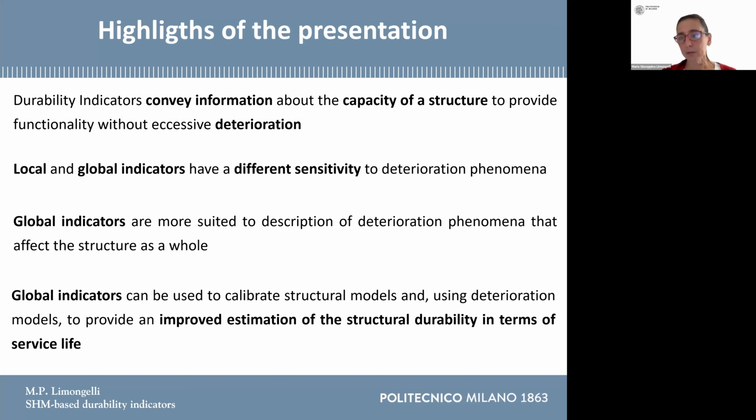And global indicators of deterioration are not used by themselves to assess durability, but we use them through a model of the structural performance and the evolution of the structural performance in time. And this concludes my presentation.